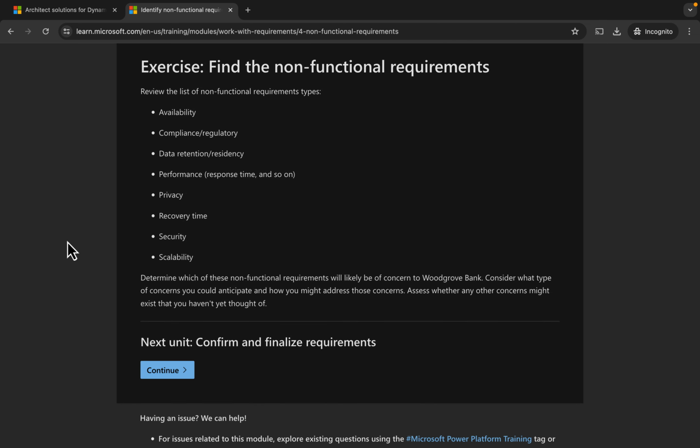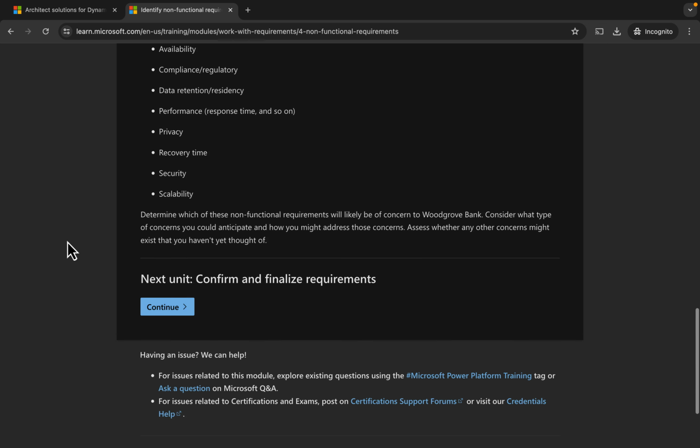Exercise. Find the non-functional requirements. Review the list of non-functional requirement types: availability, compliance and regulatory, data retention and residency, performance, response time and so on, privacy, recovery time, security, scalability. Determine which of these non-functional requirements will likely be of concern to Woodgrove Bank. Consider what type of concerns you could anticipate and how you might address those concerns. Assess whether any other concerns might exist that you haven't yet thought of.